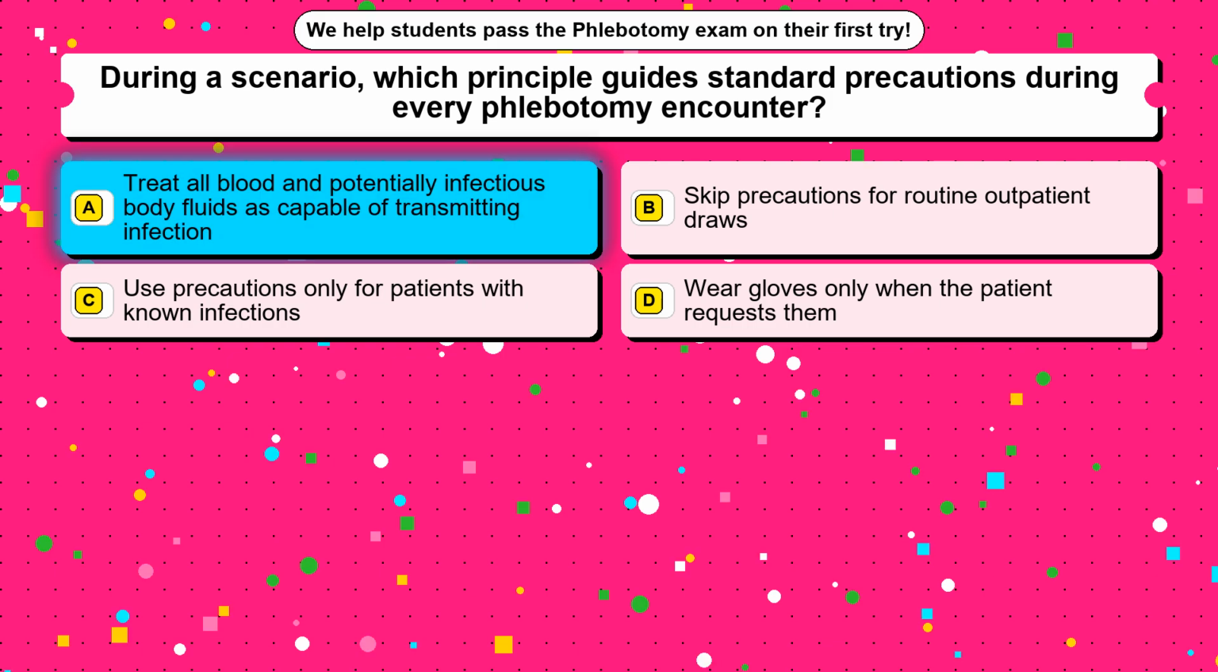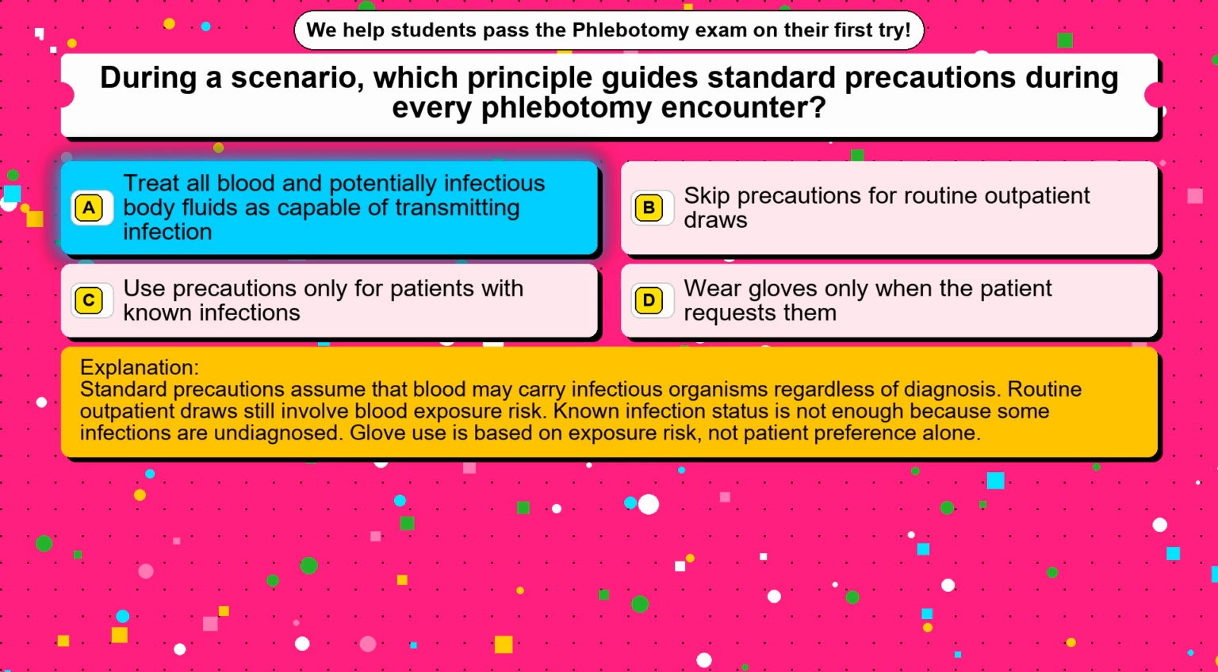Treat all blood and potentially infectious body fluids as capable of transmitting infection. Standard precautions assume that blood may carry infectious organisms regardless of diagnosis. Routine outpatient draws still involve blood exposure risk. Known infection status is not enough because some infections are undiagnosed. Glove use is based on exposure risk, not patient preference alone.